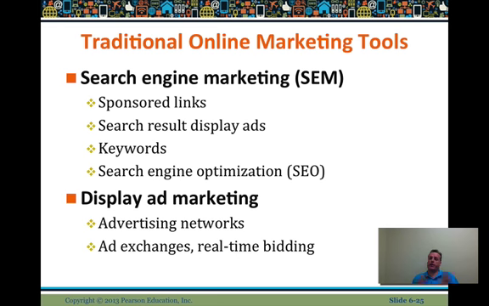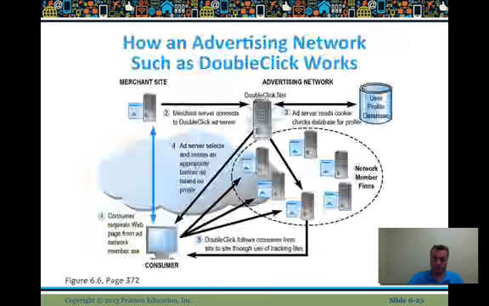Other areas of expanding display ad marketing are using advertising networks, ad exchanges, and obviously bidding on terms that are popular. Let's say you've got a big event coming up or daily deals coming up, you might want to bid on certain terms to make sure that your ads come up on top, not only on the search engines, but on other sites and other networks.